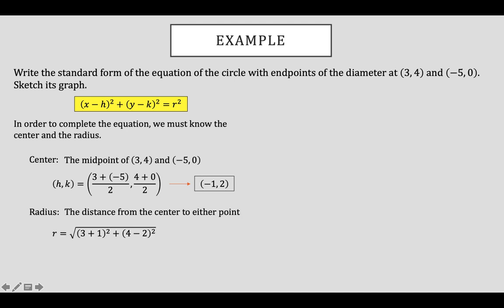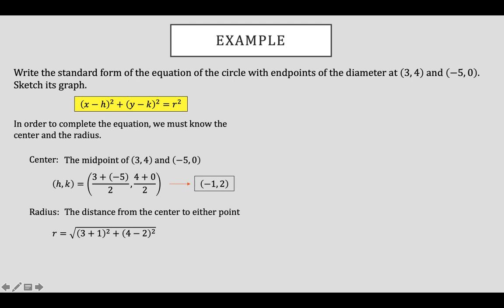So we have our radius, or distance, is equal to the square root of 3 plus 1 quantity squared plus 4 minus 2 quantity squared. Notice that I am using the center and the ordered pair 3, 4, right? So we have the difference of the x-coordinates squared. That's 3 minus a negative 1 squared, plus the difference of the y values squared. That's 4 minus 2 quantity squared. All right. Taking the square root of that will give us our radius.